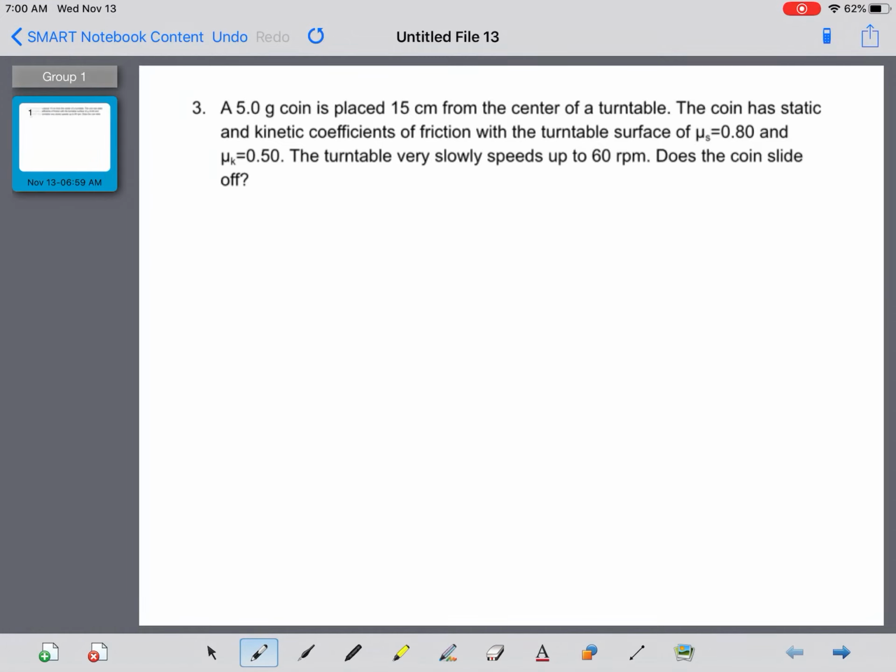What's up, everybody? This is problem number 3 from chapter 8 for response. On all of these problems, you have to draw a picture and set up a free body diagram every single time, even if you think you know what you're doing. All right, so let's first draw a picture.